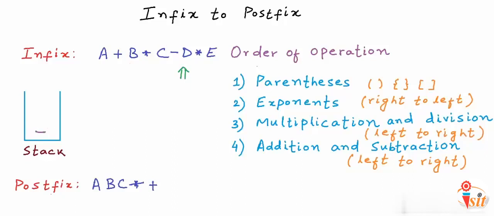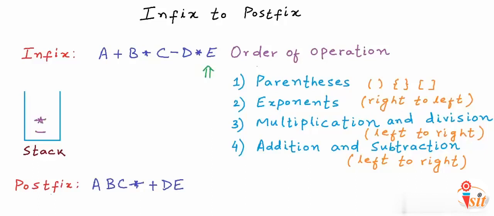Let's move on now. D is an operand, so it will simply go. Next we have multiplication. There is nothing in the stack having higher precedence than multiplication, so we will pop nothing. Multiplication will go onto the stack. Next we have an operand.